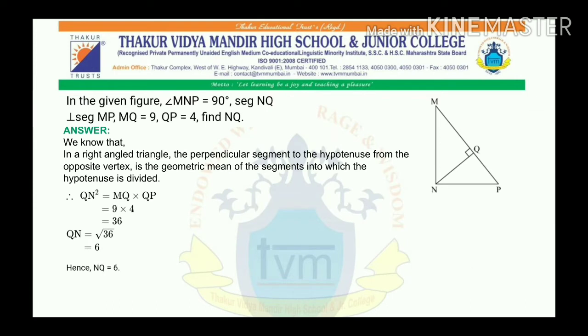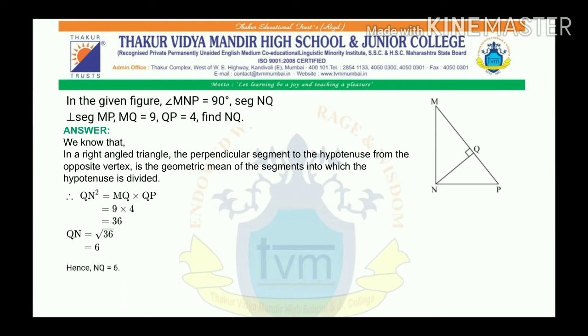Now, question number 2. In the figure, we need to find the value of NQ, which is the perpendicular drawn on the hypotenuse from the right angle. In the given figure, angle MNP is equal to 90 degrees, segment NQ is perpendicular to segment MP, or you can say on the hypotenuse, a perpendicular is drawn. MQ is equal to 9, QP is equal to 4, find NQ.